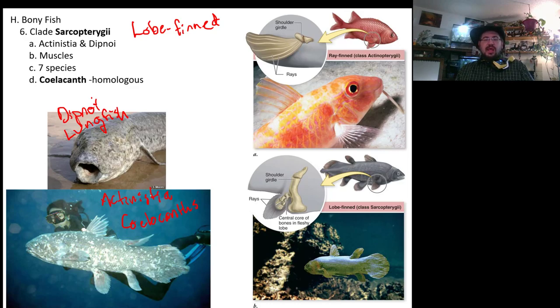Sarcopterygii is a major evolutionary sort of transitional form. I hate to say transitional, but they show evolutionary ancestry to all terrestrial vertebrates. And the reason is because of the bones present in their fins. Coelacanths are the example of the extant species that have most recent common ancestry with terrestrial vertebrates. All terrestrial vertebrates are referred to as tetrapods on account of the four limbs.